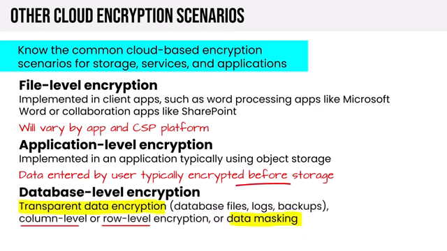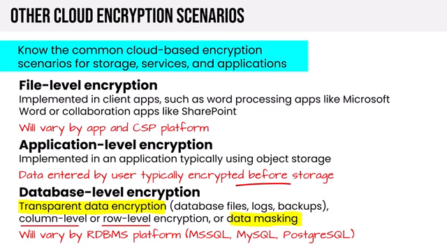And then we have database level encryption. This is transparent data encryption. It encrypts database files, logs, and backups. We have column level and row level encryption, as well as data masking. Now the functionality is going to vary by your relational database management system. So Microsoft SQL functionality will differ slightly from MySQL and PostgreSQL. Typically they all have some flavor of every one of these options.